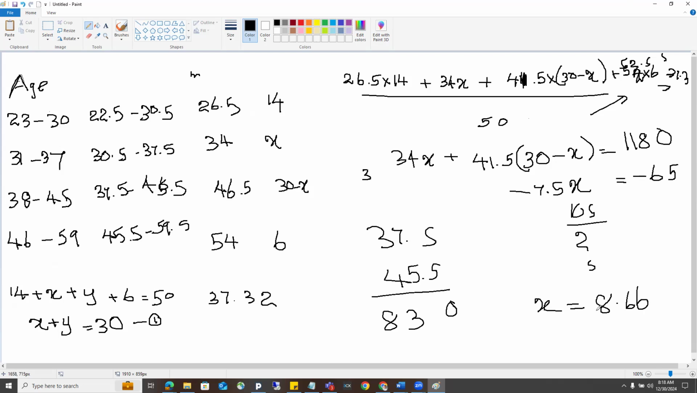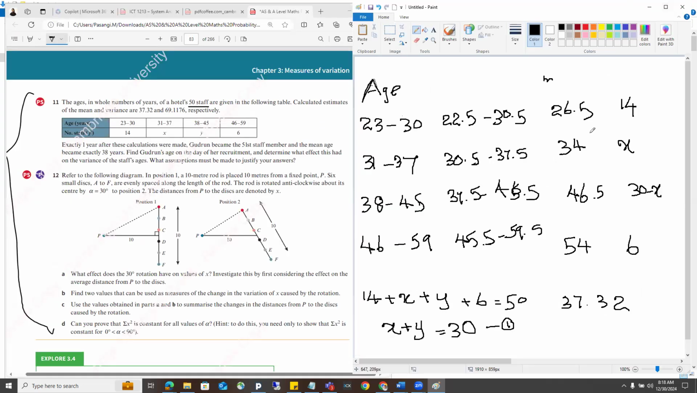8.66, no, but anyway the answer is x is 12. X is 12. Oh God. X is 12. That's the exact answer I got too.